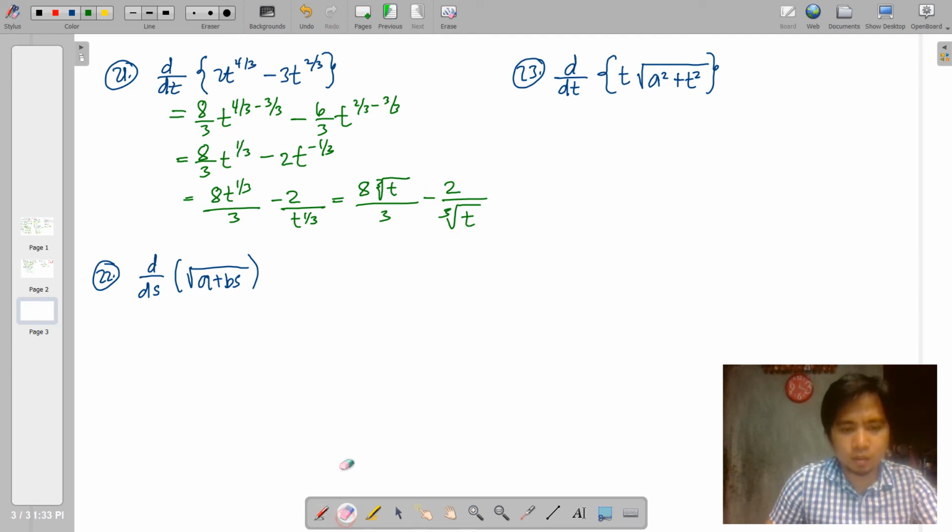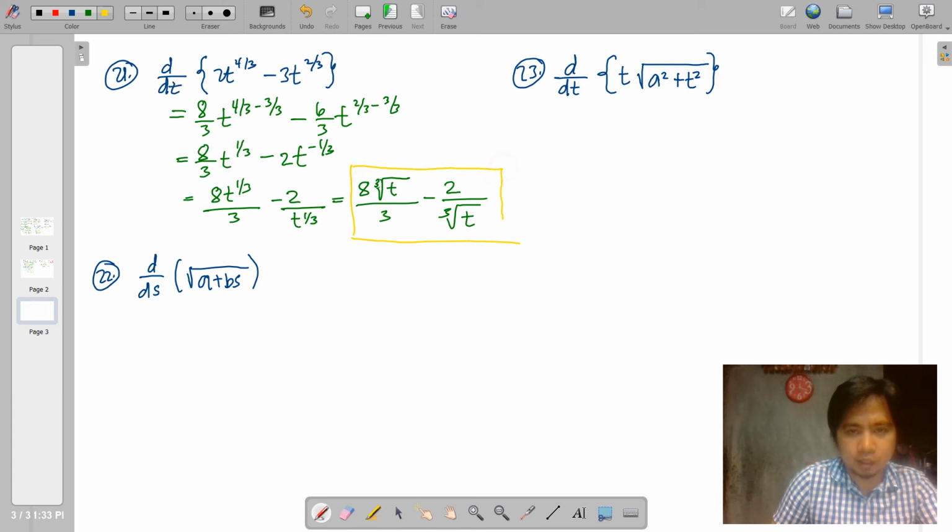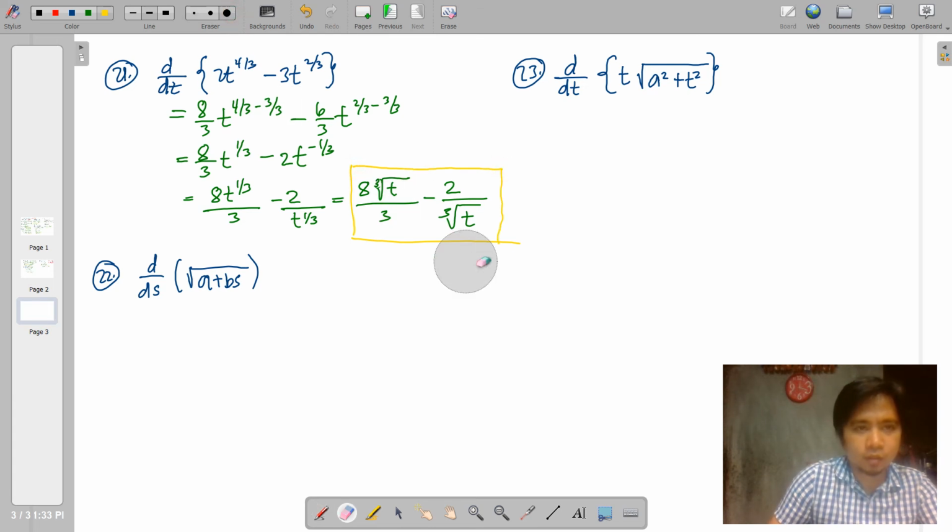Let's just fix the 3 here. Cube root of t. So this is the answer for that problem.